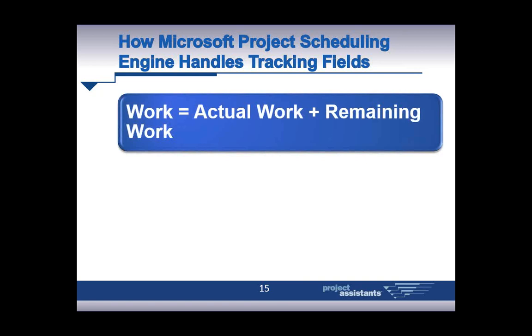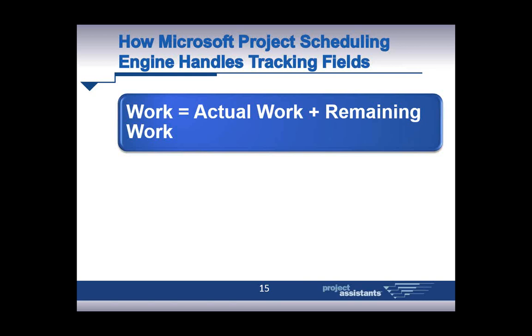So let's start with a fundamental formula within Microsoft Project: work equals actual work plus remaining work. Seems straightforward. As we start the project, remaining work basically is equal to estimate to complete. So if we assume, for example, our estimate to complete is 40 hours and we have no actual work yet, then our total work is 40 hours in this example.